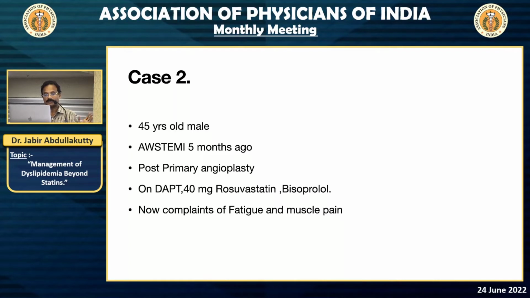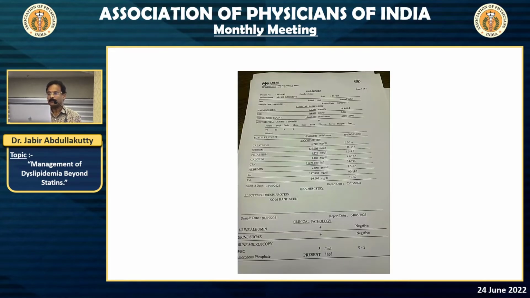A 45-year-old male, anterior STEMI 5 months ago, had a primary angioplasty done at that time. Now, post-primary angioplasty, on dual antiplatelet therapy, 40 milligram of rosuvastatin and bisoprolol. He complains of fatigue and muscle pain.